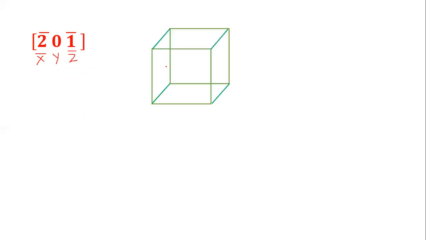I will show some more planes here. 2 bar 0, 1. That is negative x, positive y, and negative z. Which one do we have to choose? Negative x means leftward, so out of these 4, any one you can choose. Next, positive y means upward, so out of these 2, any one you can choose. Next, negative z means inward. So this one is the origin. You have to choose this one as the origin.